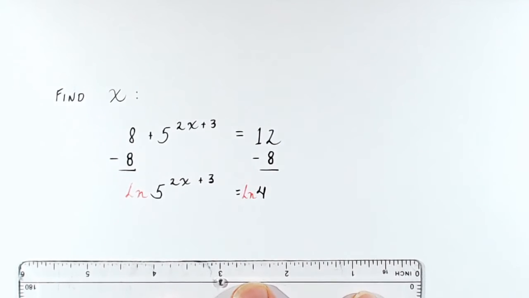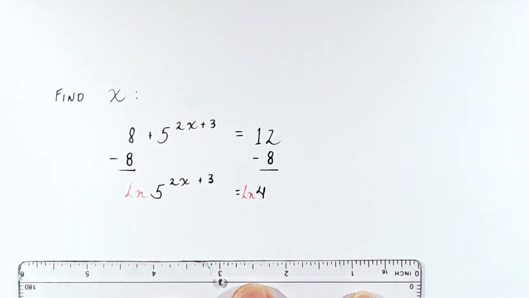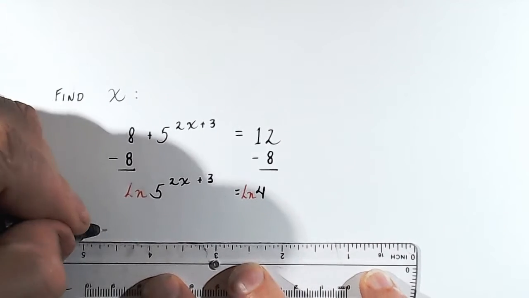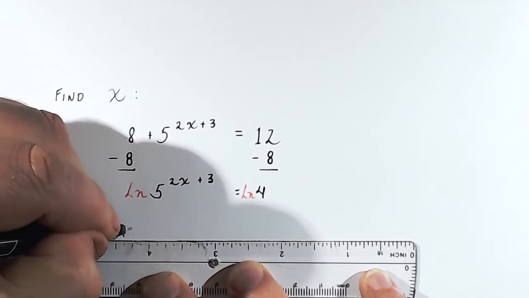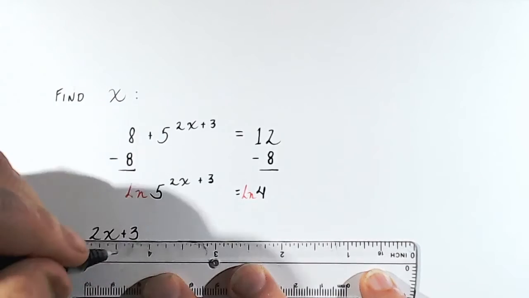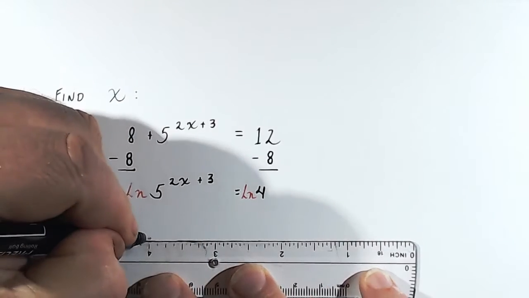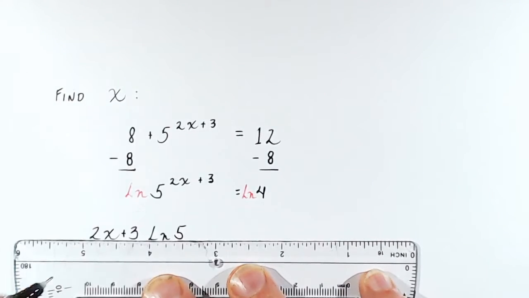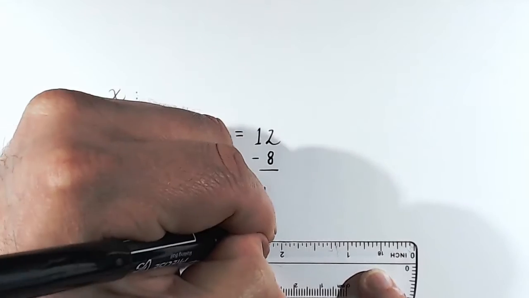What happens when you do this is you're able to bring down this 2x plus 3. So you're able to bring down the 2x plus 3, and all that's left is the natural log of 5. Okay, so ln of 5. And this is multiplied here, and that's set equal to ln of 4.